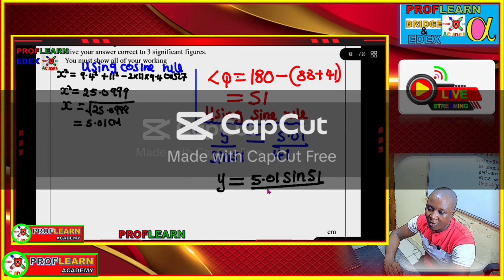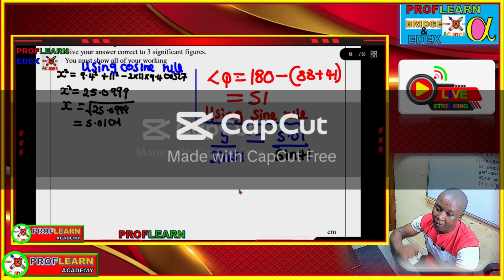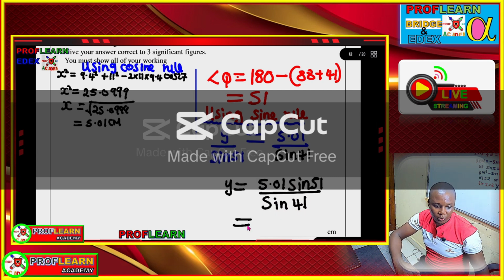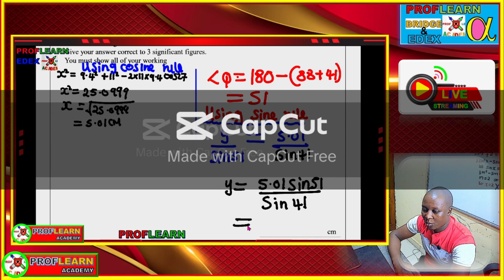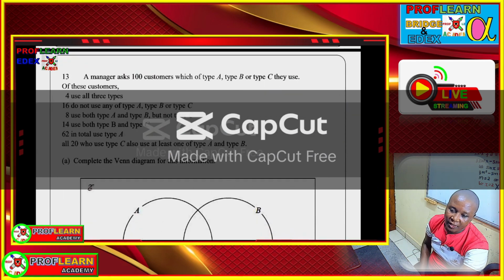I'm saying over sine 41. Sine 41. Yes, so it should be sine 41 there. And then we can multiply sine 51 both sides, so that we are going to remain with our equation as 5.01 sine 51 over sine 41. And if we can work this out, we are going to get our answer equivalent to 5.93. Yeah, so we shall have 5.93 there.